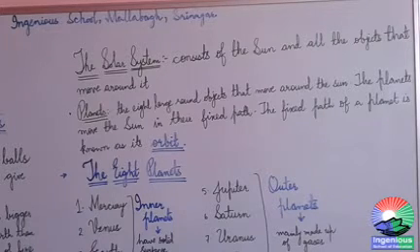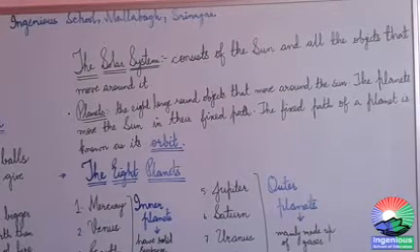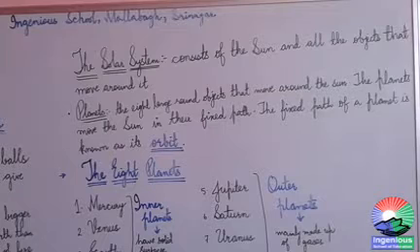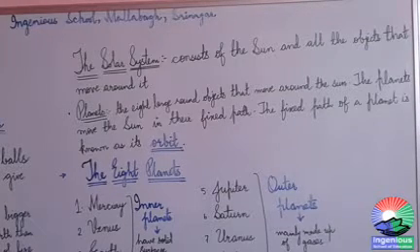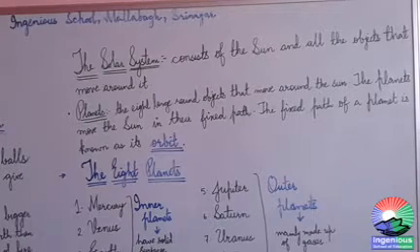Students, the planets move around the sun in a fixed path, in their specific path. And this fixed path of a planet is known as its orbit. Are you getting me? The planets move around the sun in their fixed path, and this fixed path of the planet is known as its orbit.